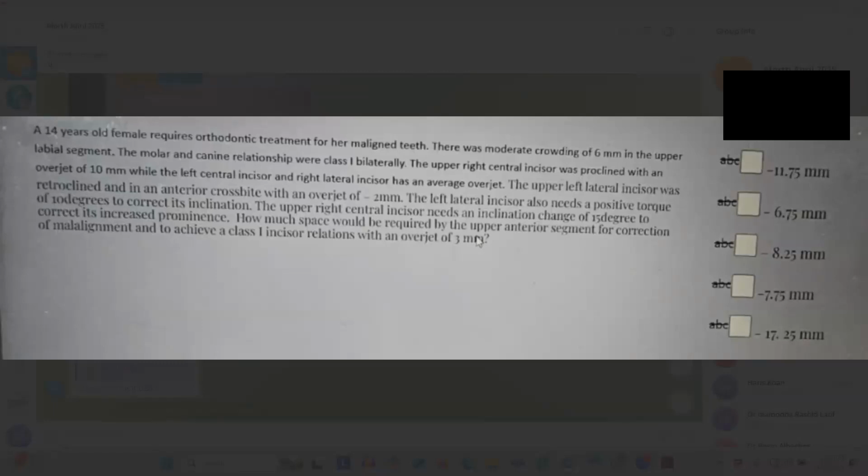A 14-year-old requires orthodontic treatment for malaligned teeth with moderate crowding of 6 millimeters. So you have to calculate the space here. How much space would be required by the upper anterior segment for the correction of malalignment to achieve a class 1 relationship? So you have to apply the Royal London space analysis here.